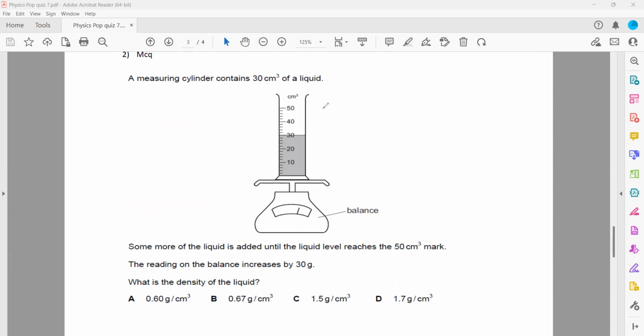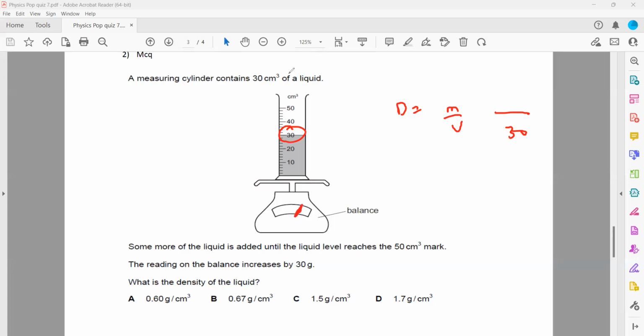Why can we not use, if we want to find the density, which is mass over volume? We know the volume is 30, but we don't know the mass of this 30 because there is no reading shown here. That's why we did not take the volume 30.